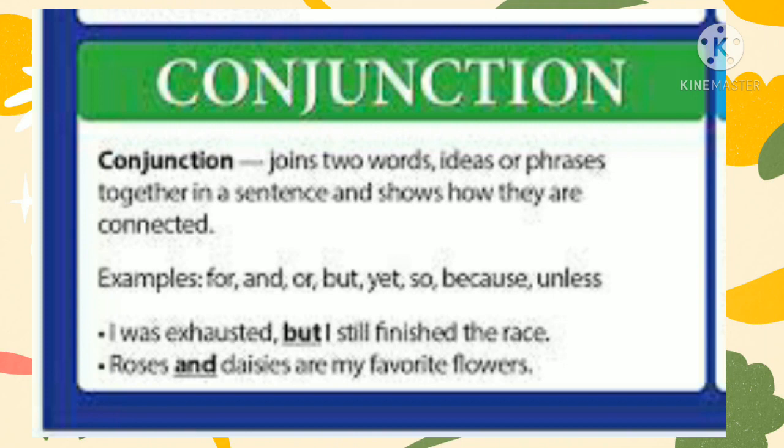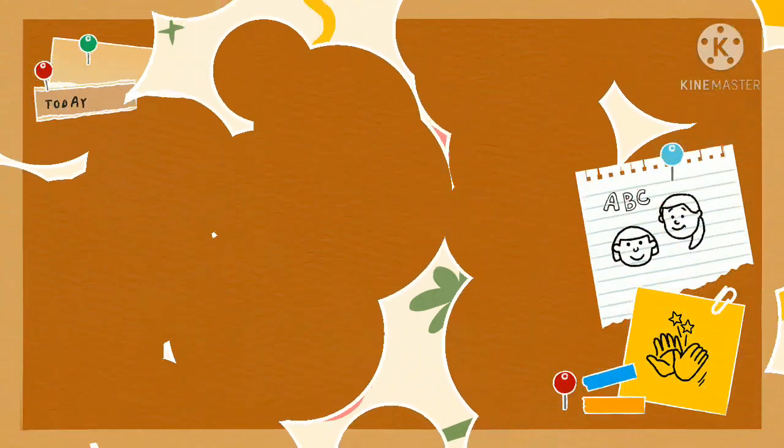Roses and daisies are my favorite flowers. Now, "but" and "and" are two different conjunctions which hold two different meanings and are entirely different. How so? How do you think these conjunctions give us different meanings?